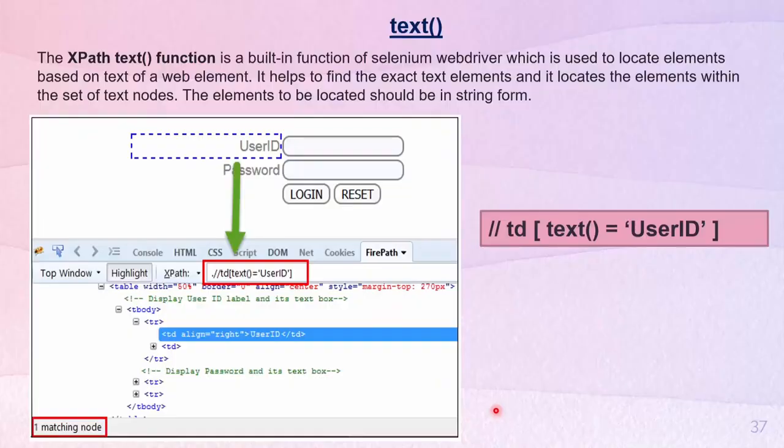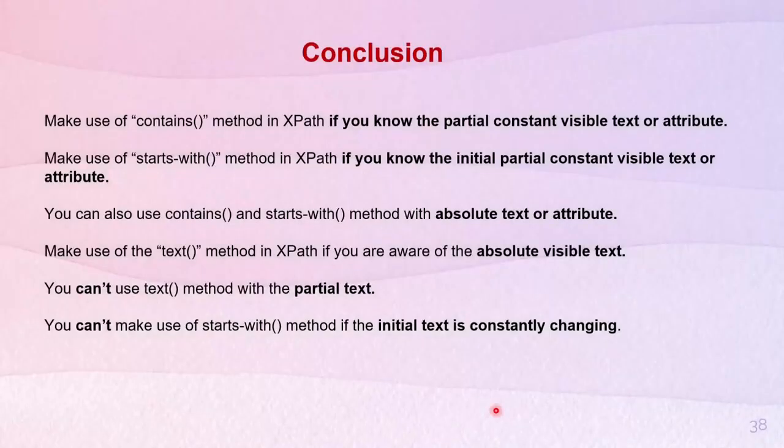So these were the functions that we studied. Let's see the final conclusion of it. Which function to use when? When do we use the contains method in XPath? We will use the contains method if you know the partial constant visible text or attribute. Now what is this partial constant visible text? It means that if there is an element which you want to identify, there is a text for it, right? That is what we are using in the contains method.